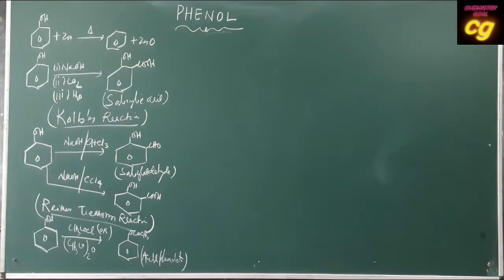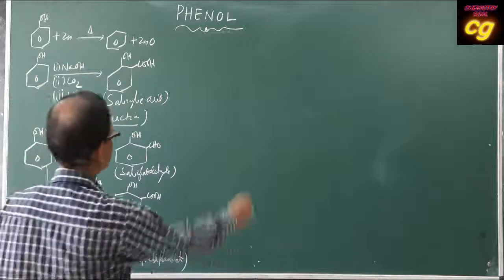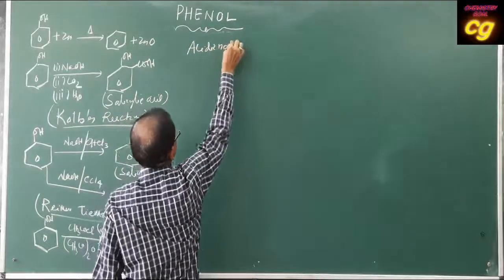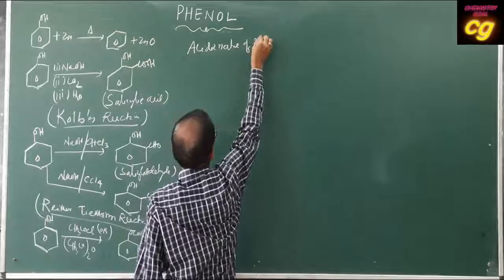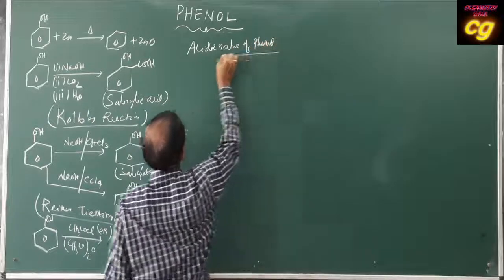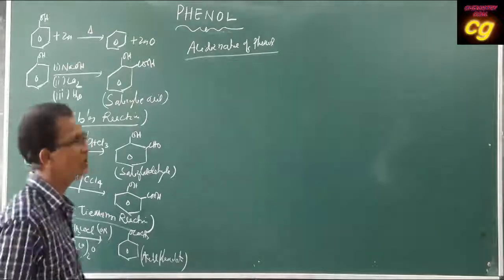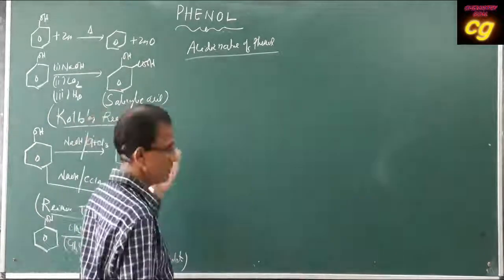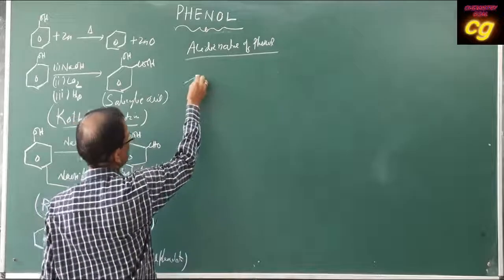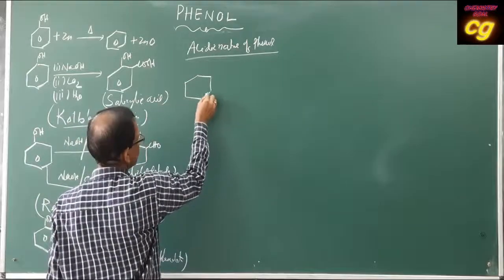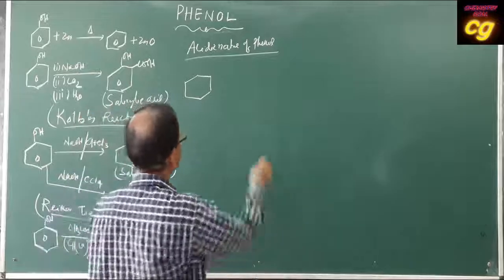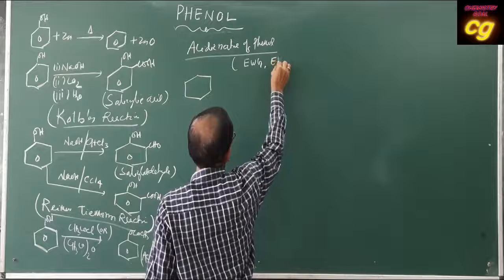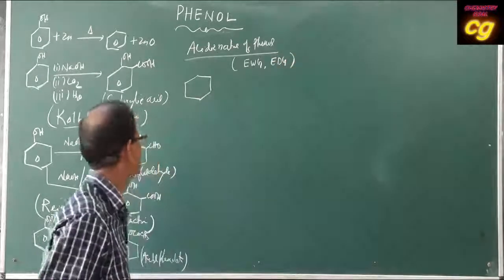Then if you see the acidic nature of phenols, already I have told you phenol is an acid because the phenolate ion is stabilized by resonance. But if you use a derivative of phenol, we know the effect of electron withdrawing groups and electron donating groups. This thing we have to use.